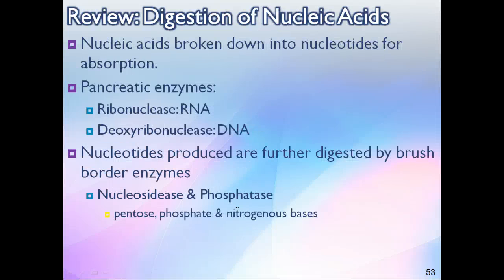Finally, nucleic acid digestion actually begins in the small intestine with enzymes from the pancreas. We have ribonuclease and deoxyribonuclease that first start to break up those large DNA and RNA molecules. Then in our brush border, we have further enzymes that break up those nucleotides into their three components, breaking off the sugar, the phosphate, and the nitrogenous base. Those are then absorbed along with all of our other nutrients and incorporated and sent out into our body to be reused and recycled.